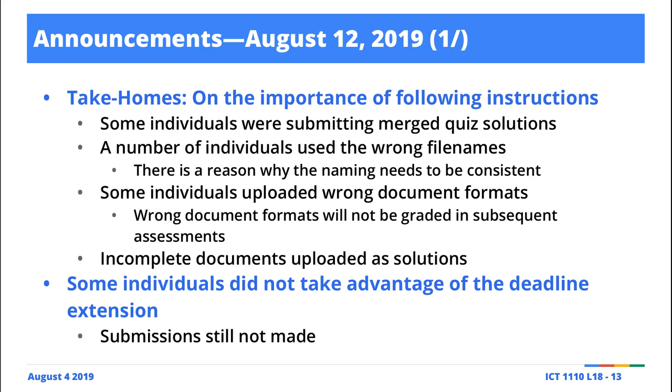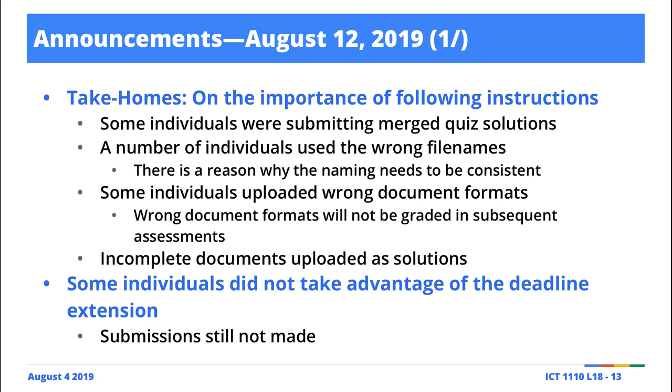Why? Why would you even do that? And then the vast majority of people in this class, the instructions tell you to submit your solution using this file name. But what do you do? I don't know if you were high or drunk or something, you decide to use your own file name. It just doesn't make sense. There's a reason why you need to adhere to these instructions.